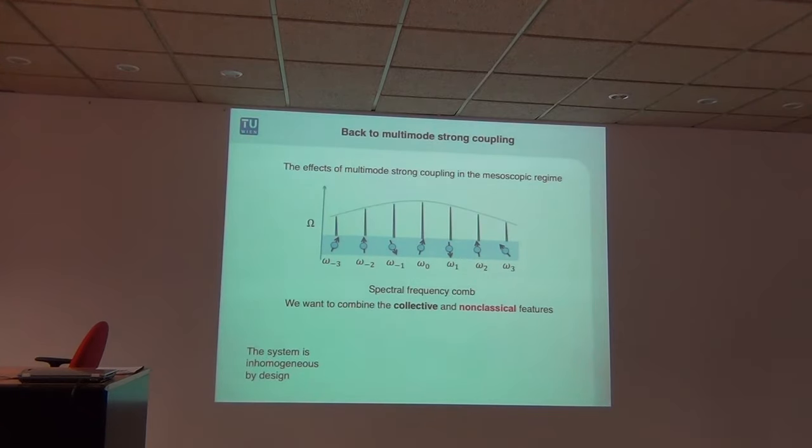Now, to stress the importance of the method, you already see that this system is not homogeneous. Since it's in a spectral frequency comb, it has an inbuilt inhomogeneity in the system. So it can be scaled to a very large number of spins, and it can be excited. So this system couldn't have been solved using any of the known methods so far. So it was important to derive this renormalization group to solve it.